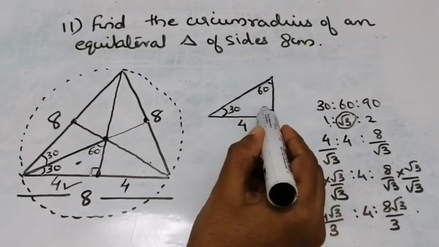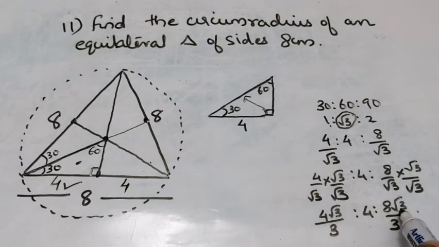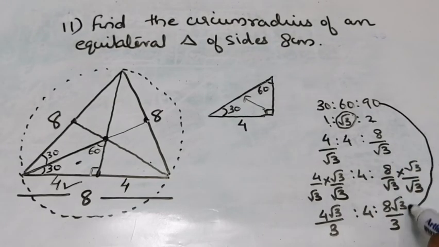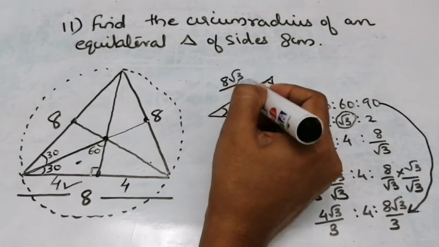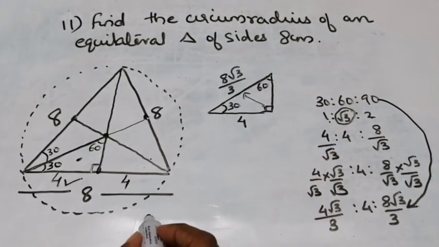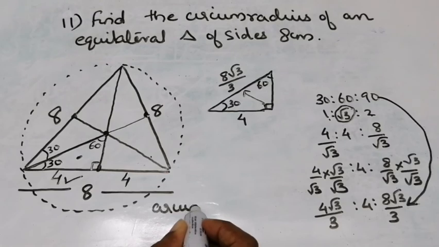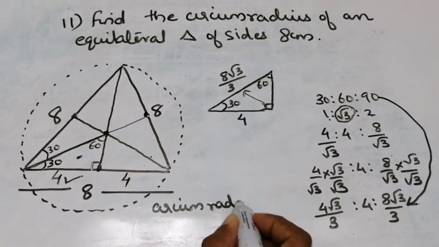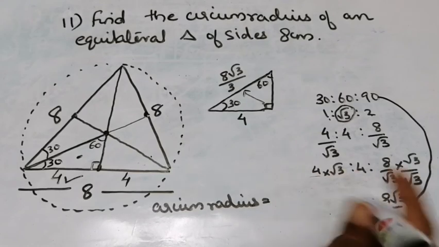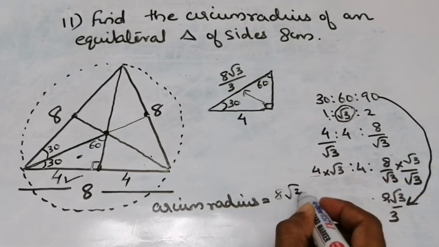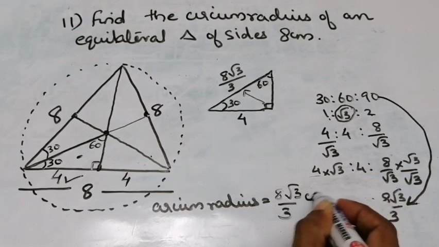Okay, so how much is it, opposite to 90 degree? It is 8 root 3 by 3. So that is the answer. So finally you can write the circumradius is equal to 8 root 3 by 3 centimeter.